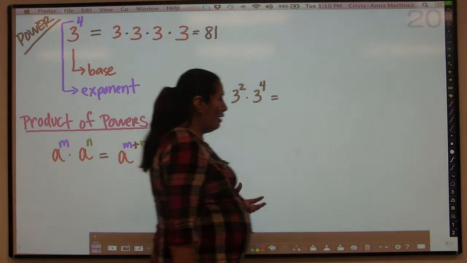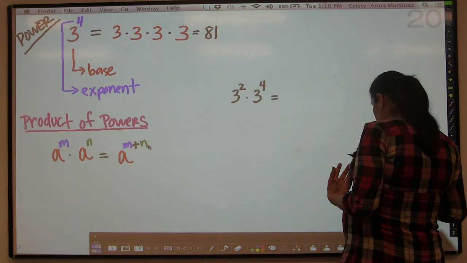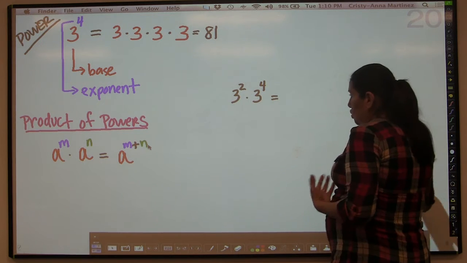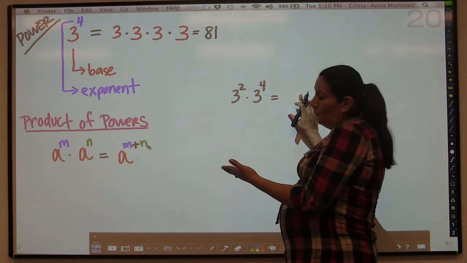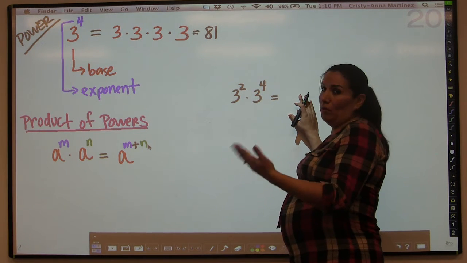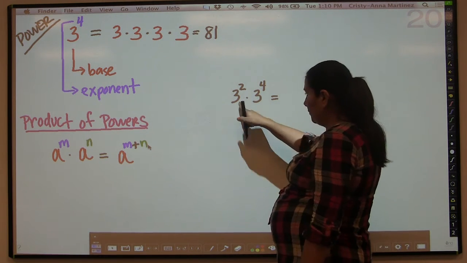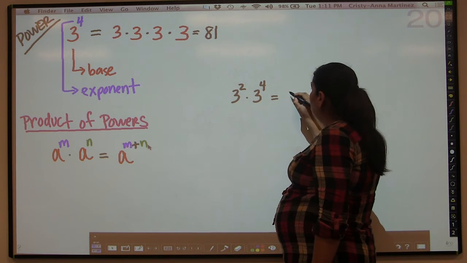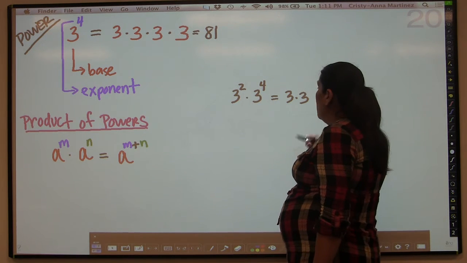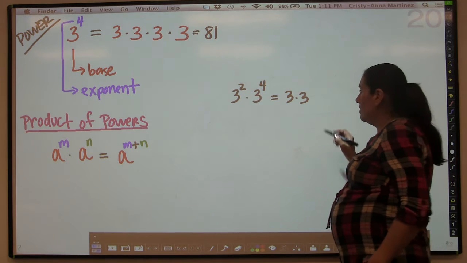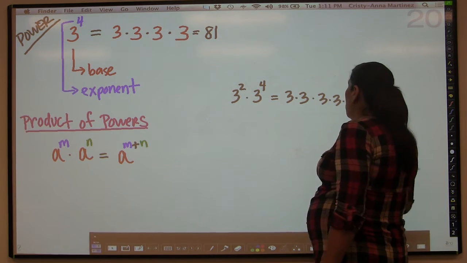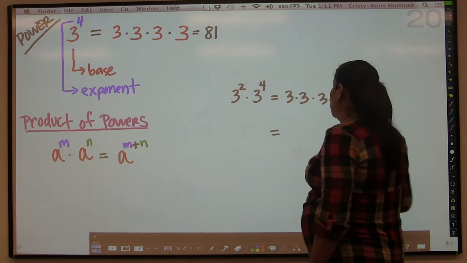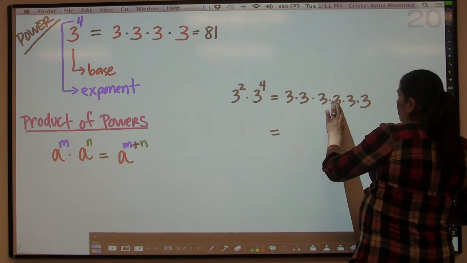Now to show you how that works, we can actually come over here and do it the long way. I'm not going to use the rule, but I'm going to show you how the rule works. So in other words, when you see 3 squared, that literally means 3 times 3. And when you see 3 to the 4th power, it means 3 times 3 times 3 times 3. Well, now, as you look at that expression, how many 3s are there? 1, 2, 3, 4, 5, 6.